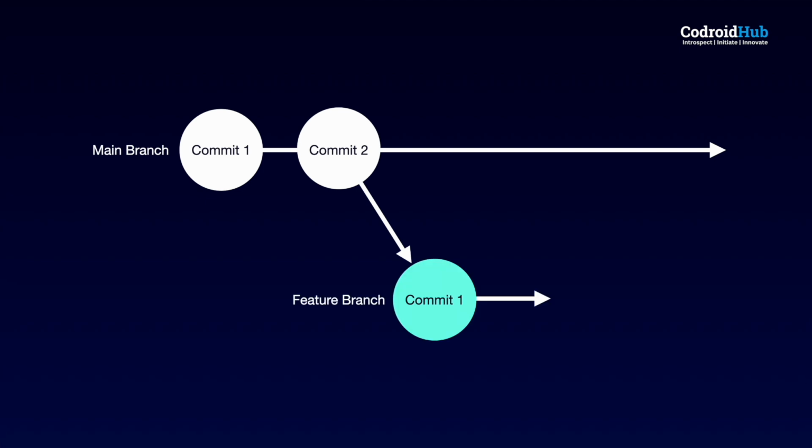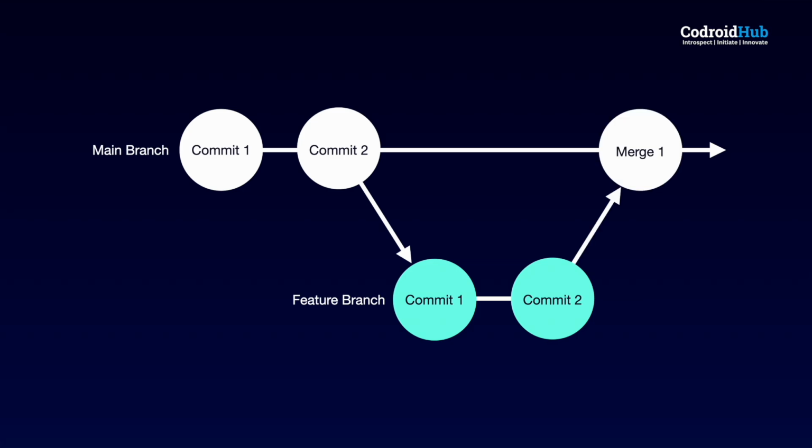Let's say we created a feature branch. When we create this feature branch, we take the code from the main branch, we make changes on this feature branch, and when we are satisfied with the changes, we merge the changes back to the main branch. Each branch can be thought of as an independent timeline of changes. This is useful for managing different features or bug fixes without affecting the main branch.